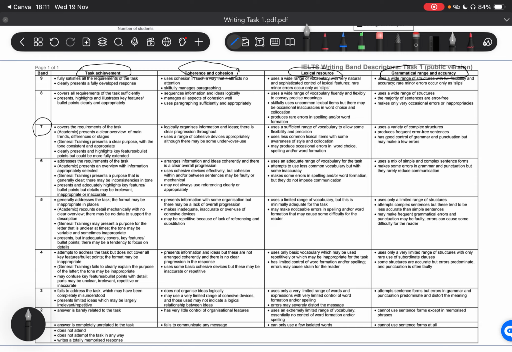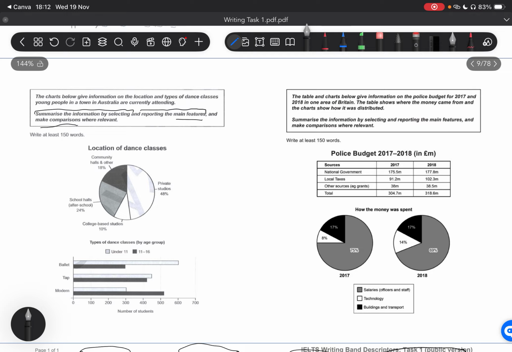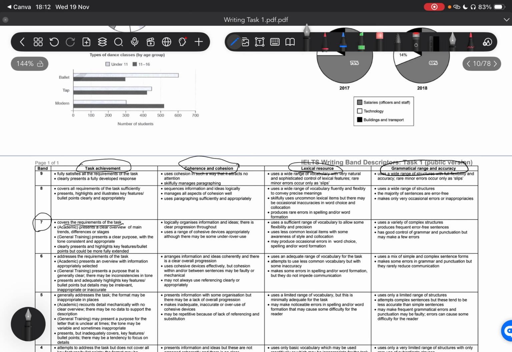So let's see. For a band score 7, you need to cover the requirements of the task, right? So what are the requirements of the task? That you can see in the task here. Summarize the information by selecting and reporting the main features. So you have to select and report the main features, right? It's so obvious. And make comparisons where relevant. So making comparisons where you can is also a requirement of the task. If you do this too, then you did cover the requirements of the task.